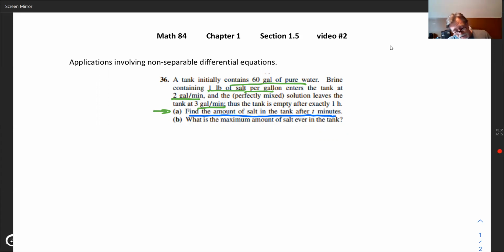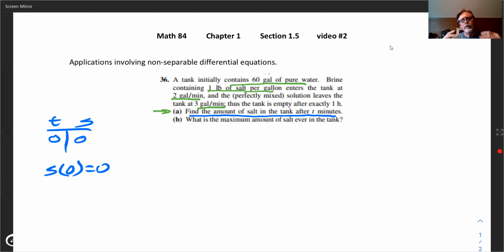So I could say something like this. If we do a little table, we could say when t is 0, s is 0. So you could also say s of 0 is 0. That's an initial condition. Let's look at this as a differential equation. We're going to look at the rate of salt changing with time. How does it change? Well, in comes 2 gallons per minute. Each gallon has a pound of salt.